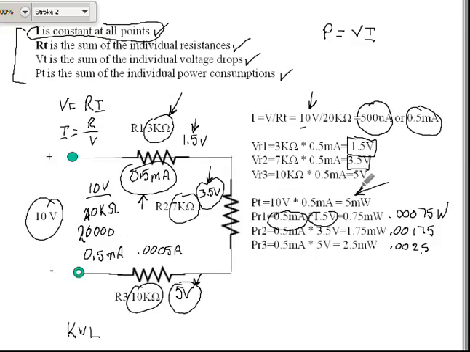I can go straight to the total power. My 10 volts times the current, 0.5 milliamps, gives me 5 milliwatts. If I then come down and add these up, you will find that I come out to 0.005 watts, or 5 milliwatts. So, mathematically, that works. Proves out the rules.